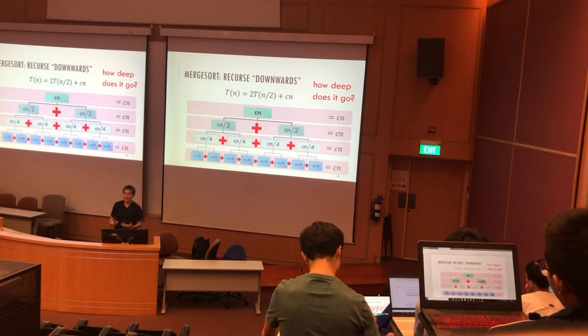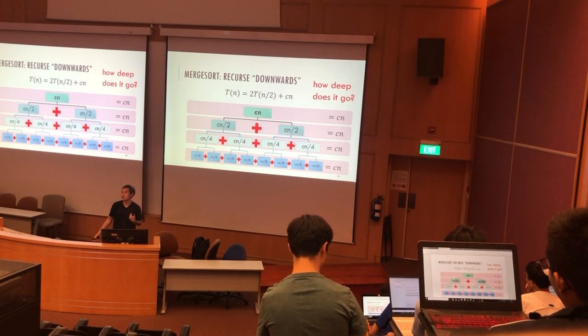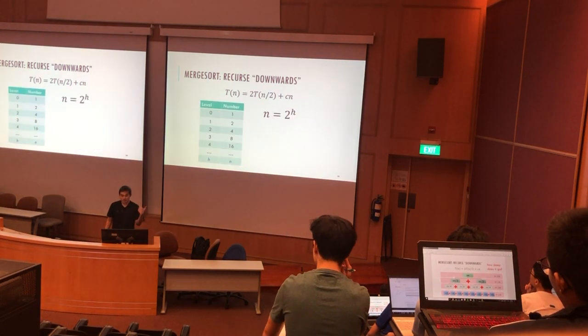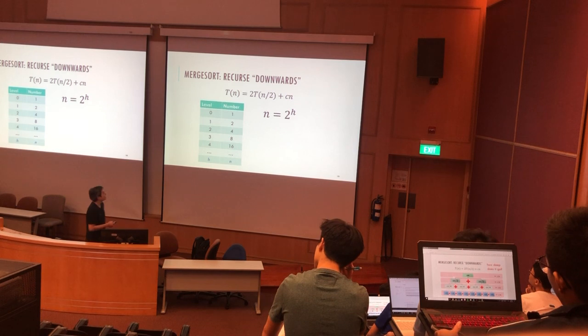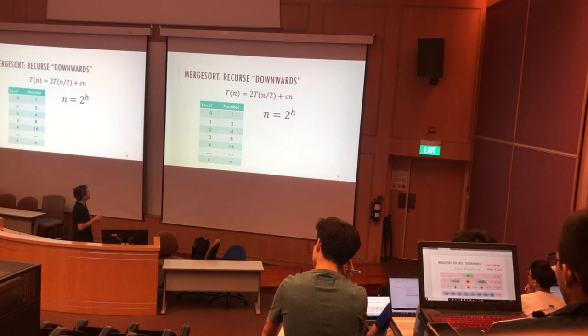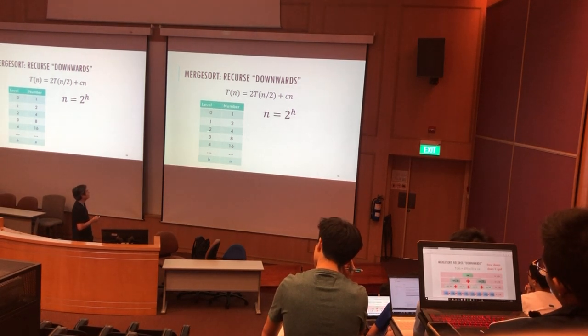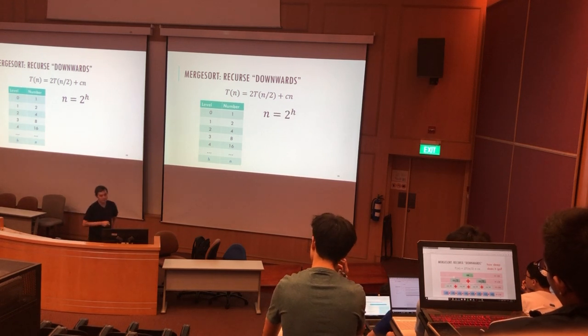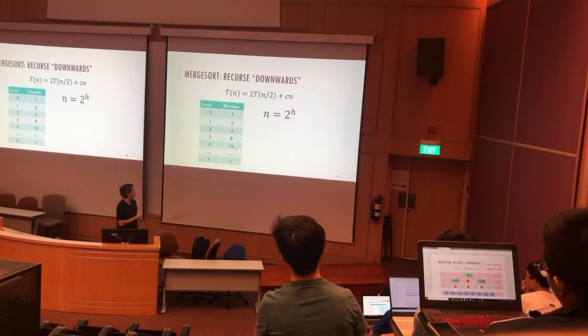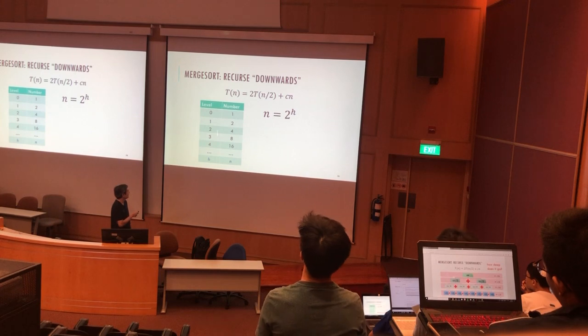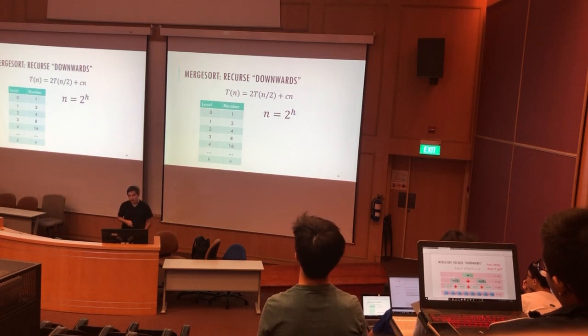The question now is, how deep does it go? How many levels do I have to go up? So this is the recurrence. You see at level 0 you have 1, at level 1 you have 2, level 2 you have 4, level 3 you have 8, level 4 you have 16. So you have this kind of relation, n equals 2^h. So this is the number, and this is the level.